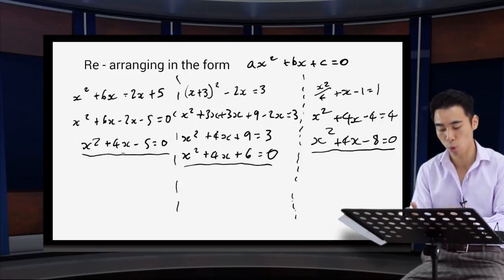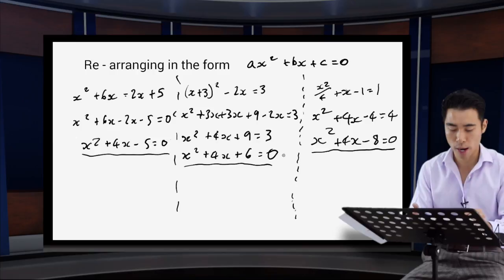But important thing, just remember that anytime you're solving a quadratic equation, you're going to need to get it in this form where you have all of your terms on one side of the equation. It doesn't matter whether it's left or right, one side of the equation needs to be equal to 0.